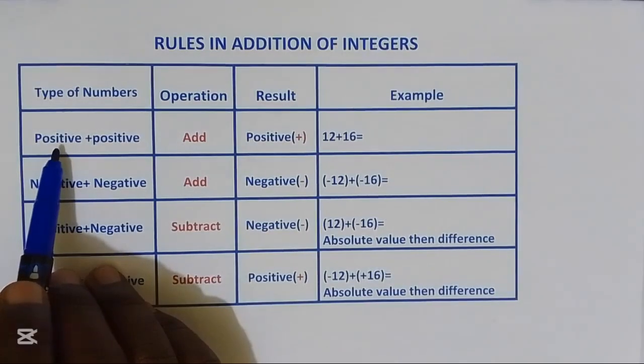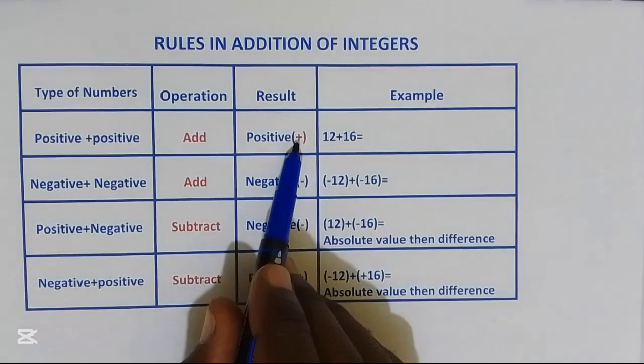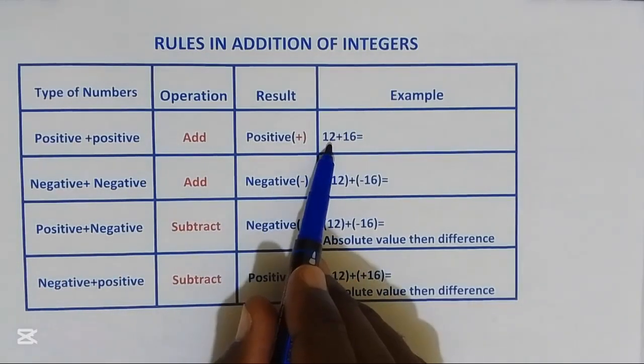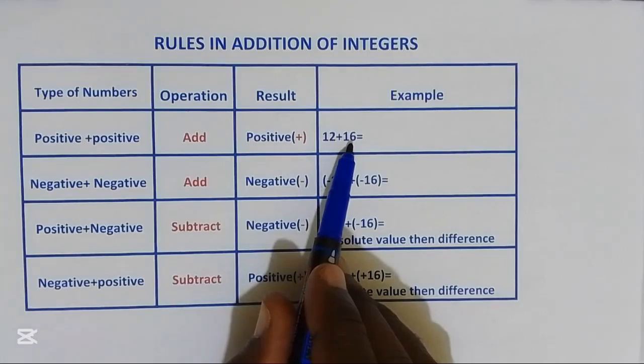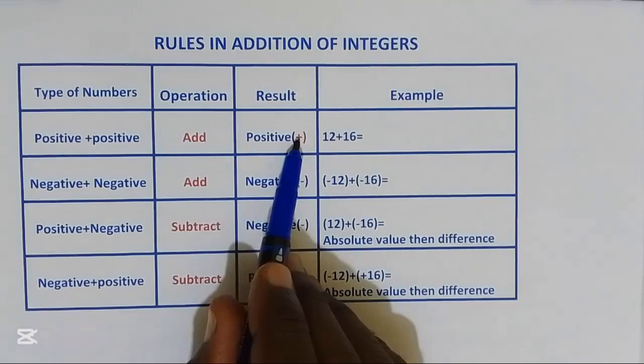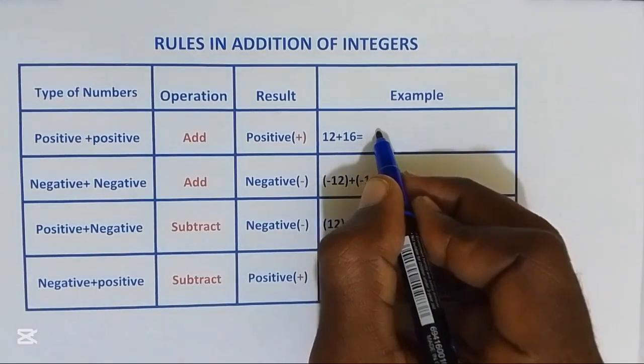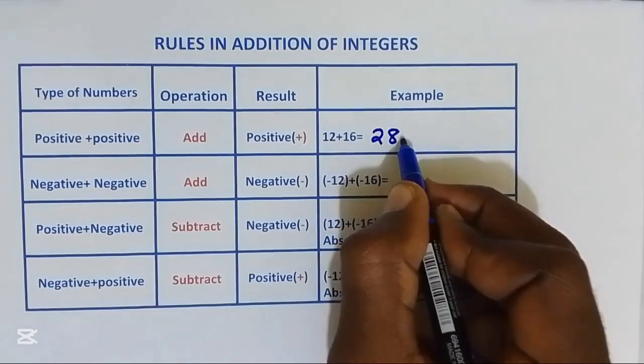First, if we are adding a positive number and a positive number, the answer is going to be a positive number. Example, positive 12 plus 16. All these are positive and the answer is going to be positive. So the answer for this is going to be 28.